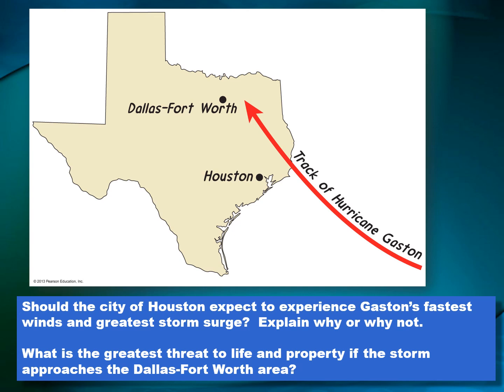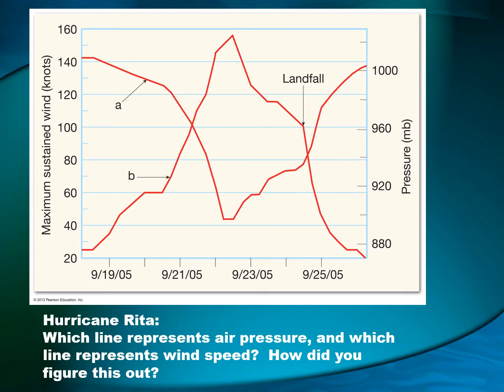But look at that hurricane heading to Dallas. Okay, what is the greatest threat to life and property if the storm approaches Dallas? You guys got it? Yep, rainfall. Because once these things hit land, they tend to slow down. Yeah, probably going to have a lot of flooding there in Dallas from that storm. I'm sure they did. This is Rita back in 2005. This was after Katrina, maybe around a month or so after Katrina.